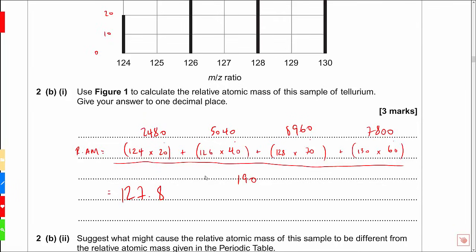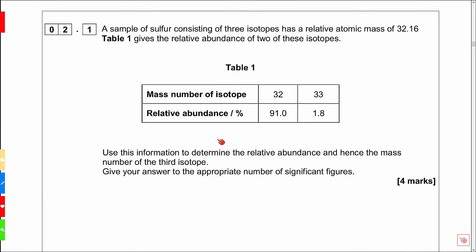I'm going to leave that for now, and we'll go on to our next one, which is actually now specimen paper, the Set 1 AS specimen paper as it is. Okay, a slightly different example here in that this one is flipping things round very slightly, and it's saying a sample of sulfur consists of 3 isotopes and it has a relative atomic mass of 32.16, and it gives the abundance of 2 of these isotopes, but it is asking us to calculate the third. So give the mass number of the third isotope.